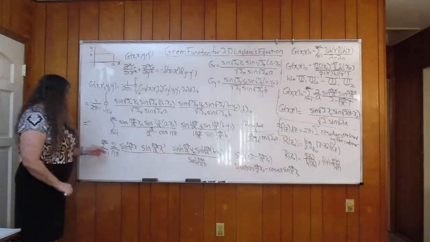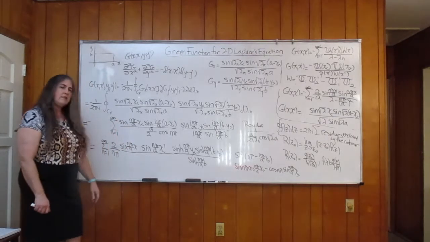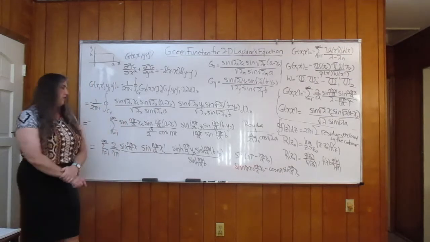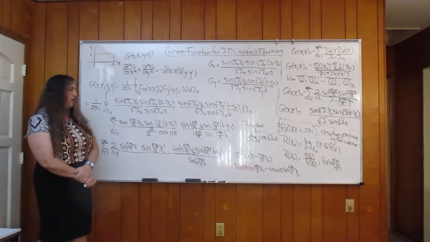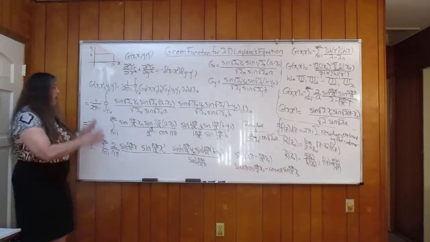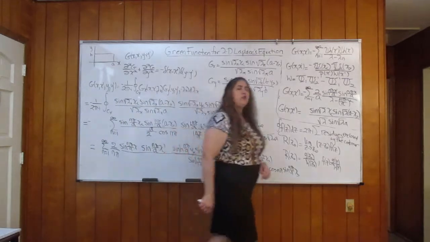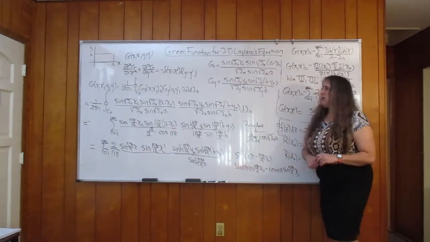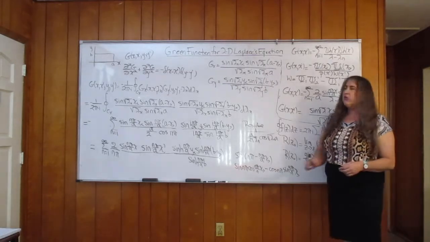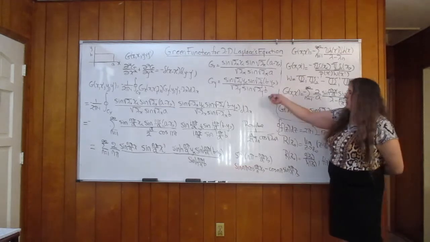That's just going to be summation n equals 1 to infinity, 2 over n pi sine n pi x over a sine n pi x prime over a, sinh n pi over a y less than sinh n pi over a b minus y greater than, all over sinh n pi b over a. And this is exactly the same result as when we did the direct expansion. And here we made use of the residue theorem by choosing a contour that only encloses the poles due to this g of x and excludes these poles.